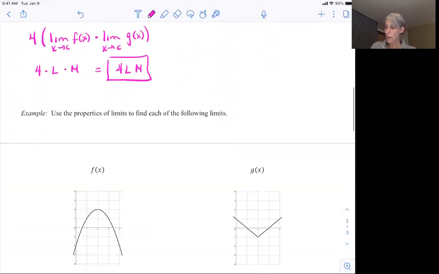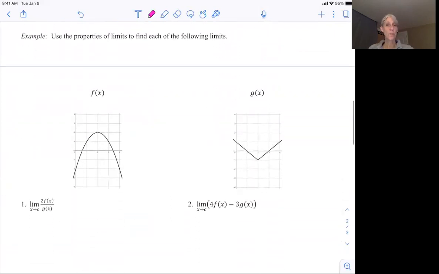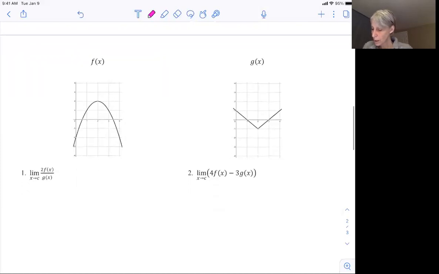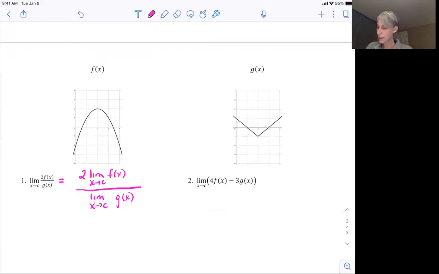We can also use our properties to find limits from the graph of a function. So this time we're looking at the graph of f of x and the graph of g of x. So we're going to use their values. I have the limit as x approaches c of 2 times f of x. So this is 2 times the limit as x approaches c of f of x, over the limit as x approaches c of g of x. Well, what is the limit as x approaches c?